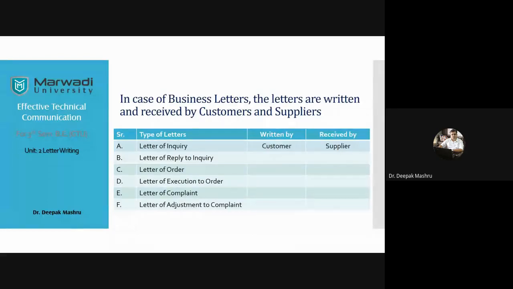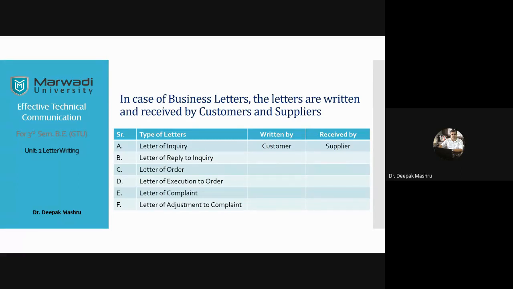And if you like the product and you want to order that product or service, now the letter of order will be written by, who will write a letter of order? Very good, Mohit. Okay, the letter of execution, right? Letter of order comes over there. Letter of execution to order, who will write letter of execution? Very good. If you have a complaint, a letter of complaint is written by customer. Very good. Customer to supplier. Great. Okay. And adjustment to complaint is written by supplier to customer.